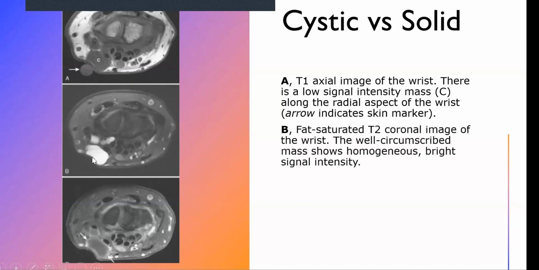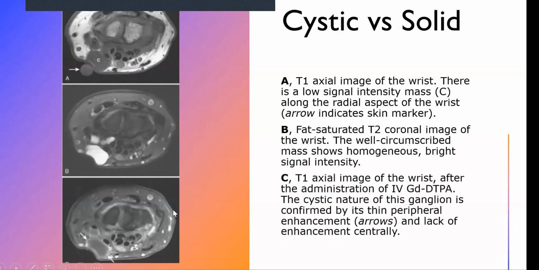And here you can see a fat saturation T2 coronal image of the wrist, the same, but here we have a T2. So this looks like a ganglion, yeah, a well circumscribed mass. And here you can see that after applying gadolinium, a cystic nature of the ganglion is confirmed with a peripheral enhancement only and lack of enhancement centrally. The gadolinium usually gives high signal intensity in T1.